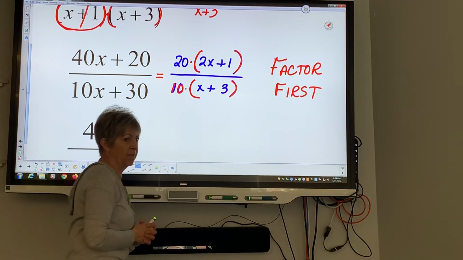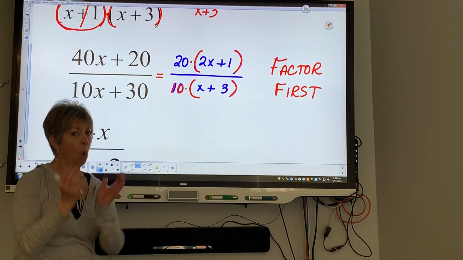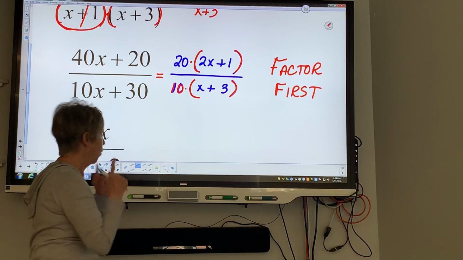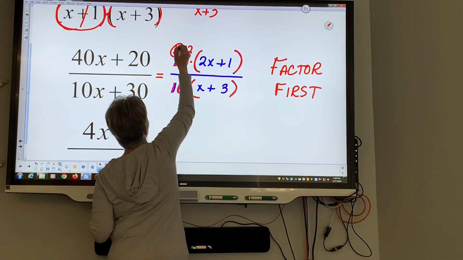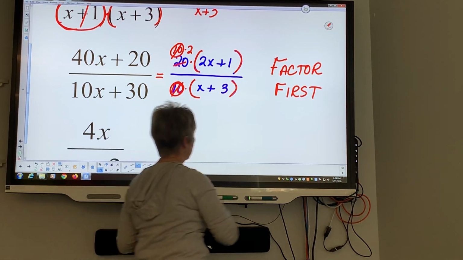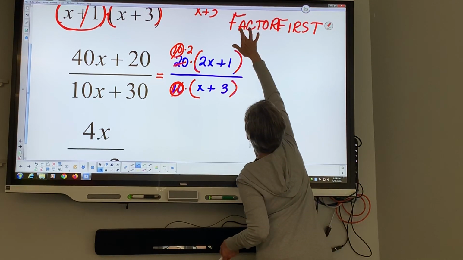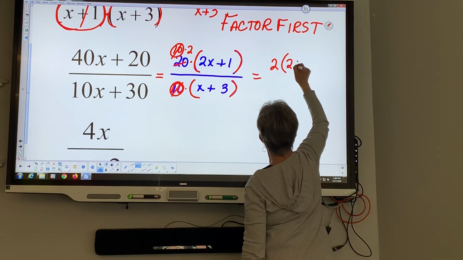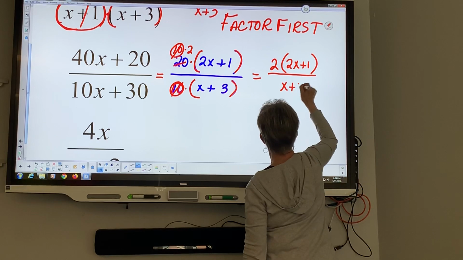This whole quantity is a factor. So I can't do anything with those. The whole quantity has to be the same, or I can't do anything with it. What I can do is write 20 is 10 times 2 and pair that 10 and that 10 up. So unfortunately, this is one that's not going to simplify too much, and this one is just going to be 2 times 2x plus 1 all over x plus 3.